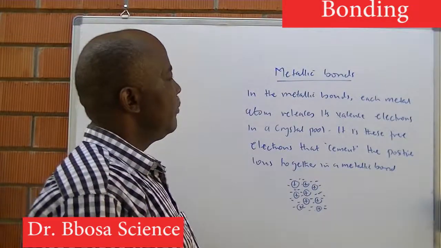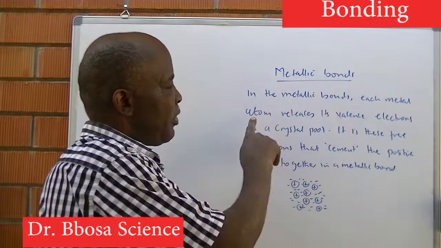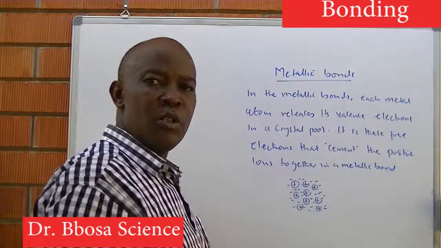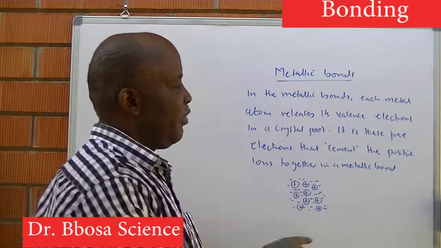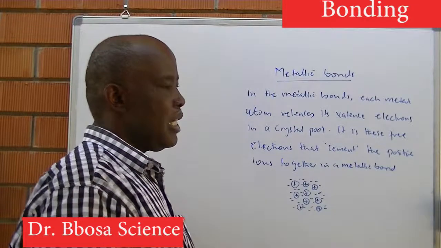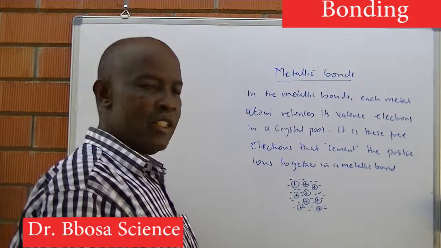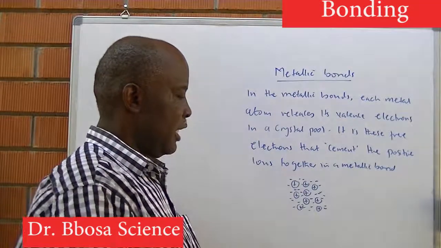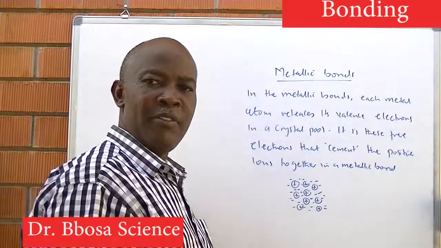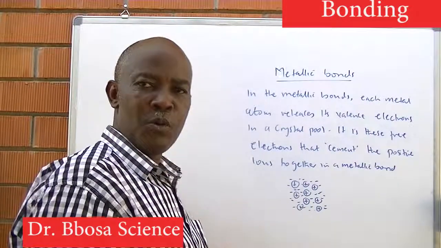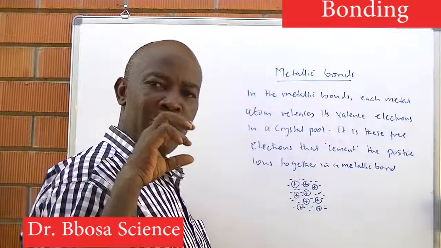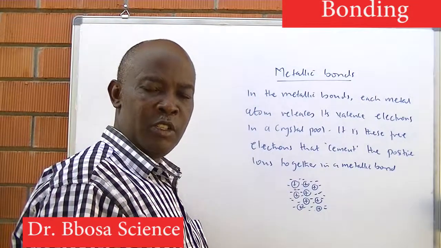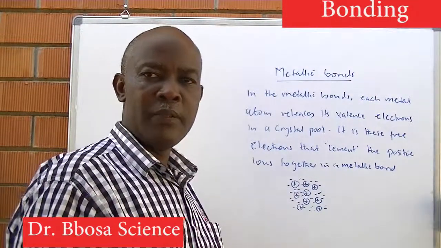Metallic bonds. In the metallic bonds, each metal atom releases its valence electron into a pool. These free electrons cement the positive ions together and constitute a metallic bond. Each atom releases a valence electron into a pool. Then it is these free electrons that cement the positive ions together to constitute a metallic bond.